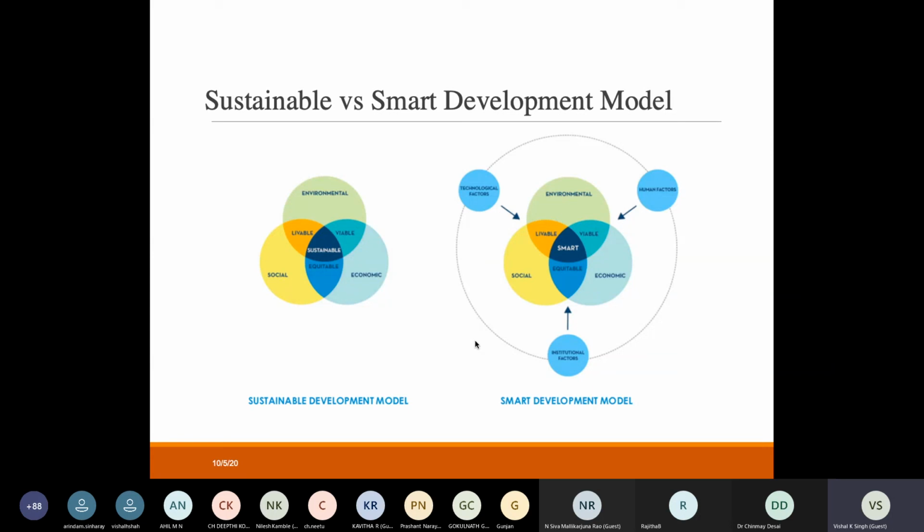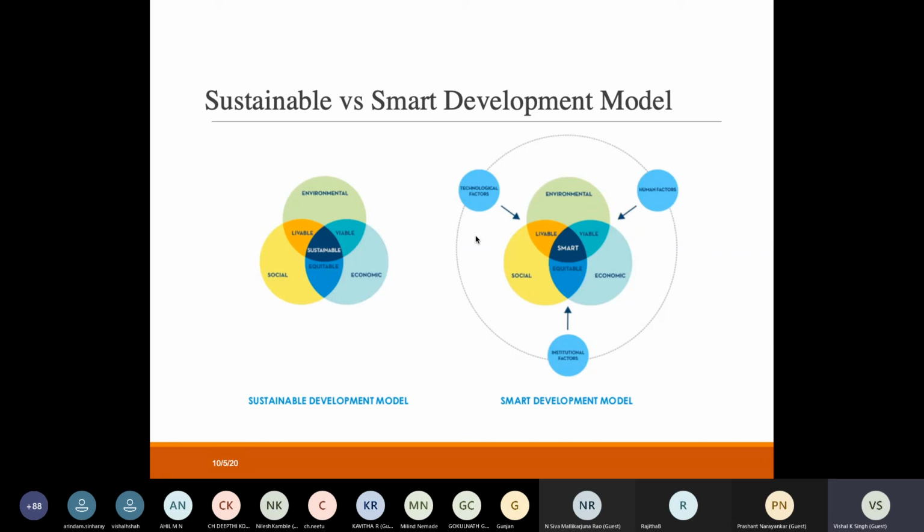Now, these three factors, which have been introduced to transform the model from a sustainable development model to a smart development model, are the ones you can see here. The first is the technological factors, the second is the human factors, and finally the institutional factors.